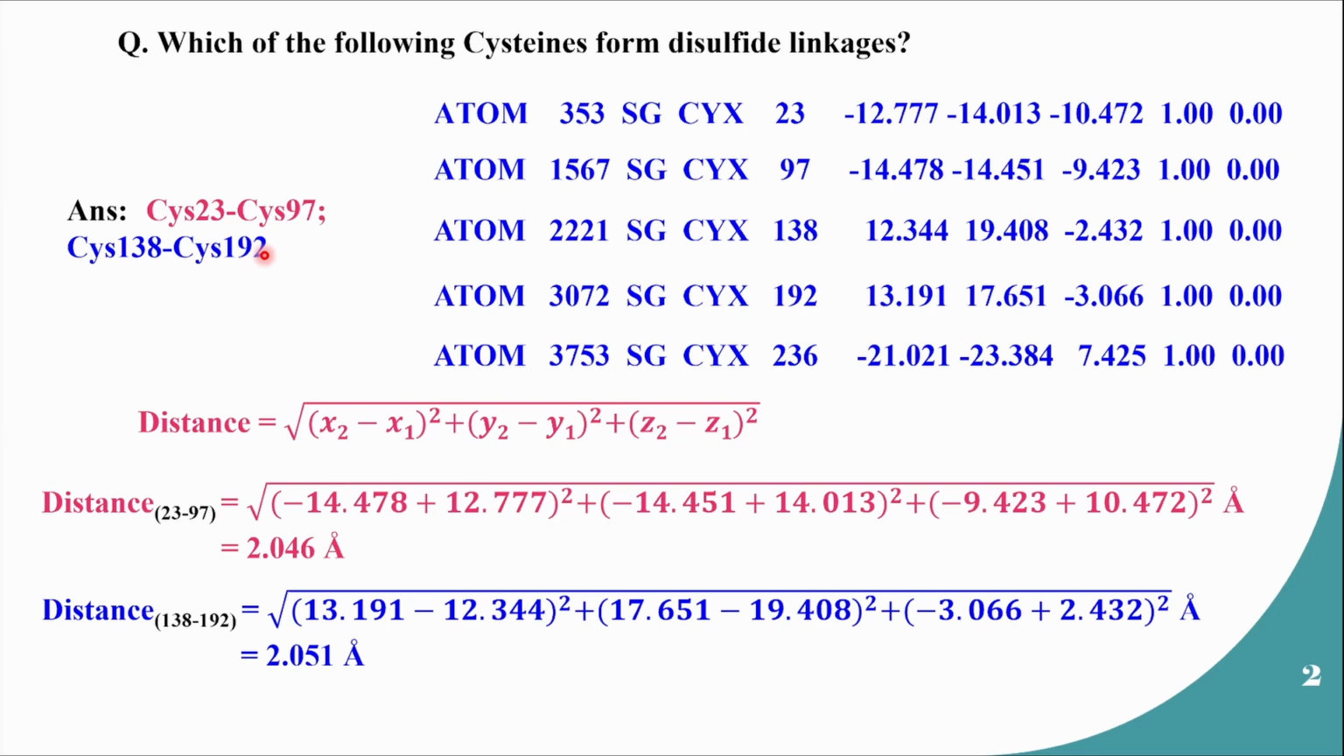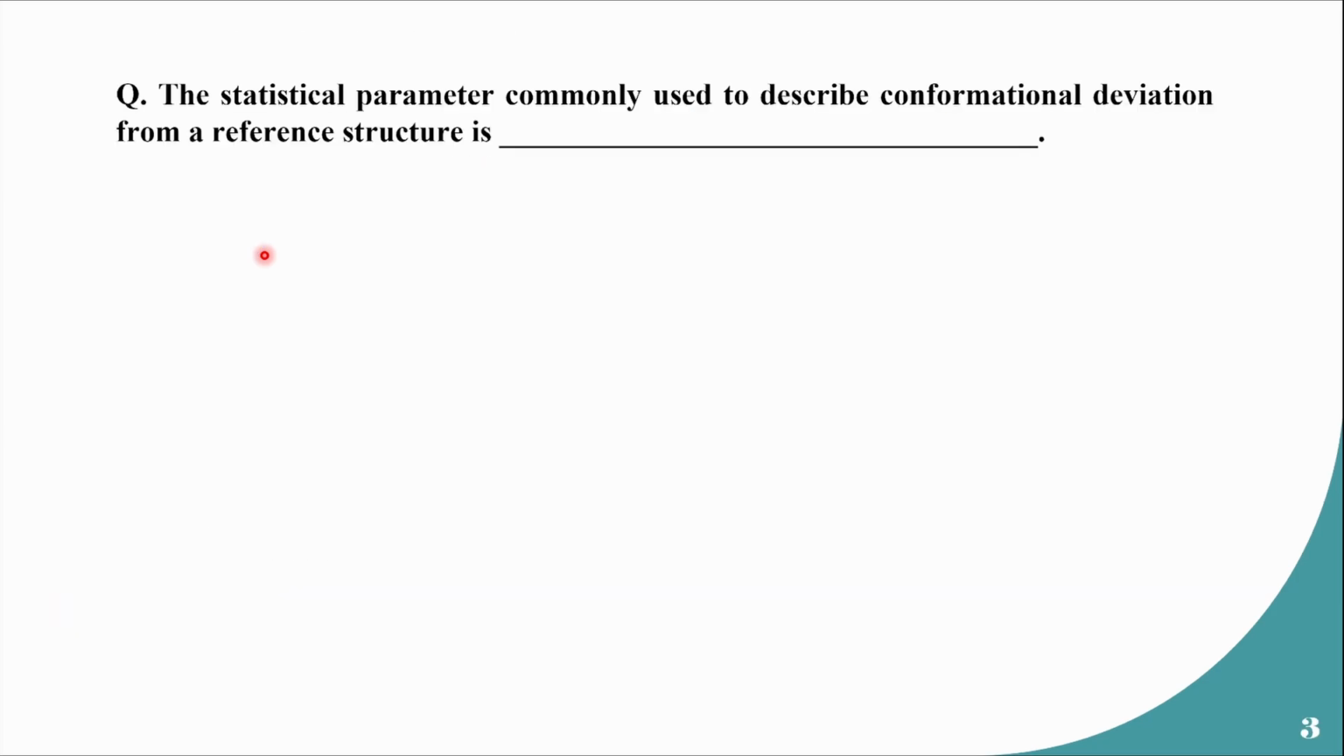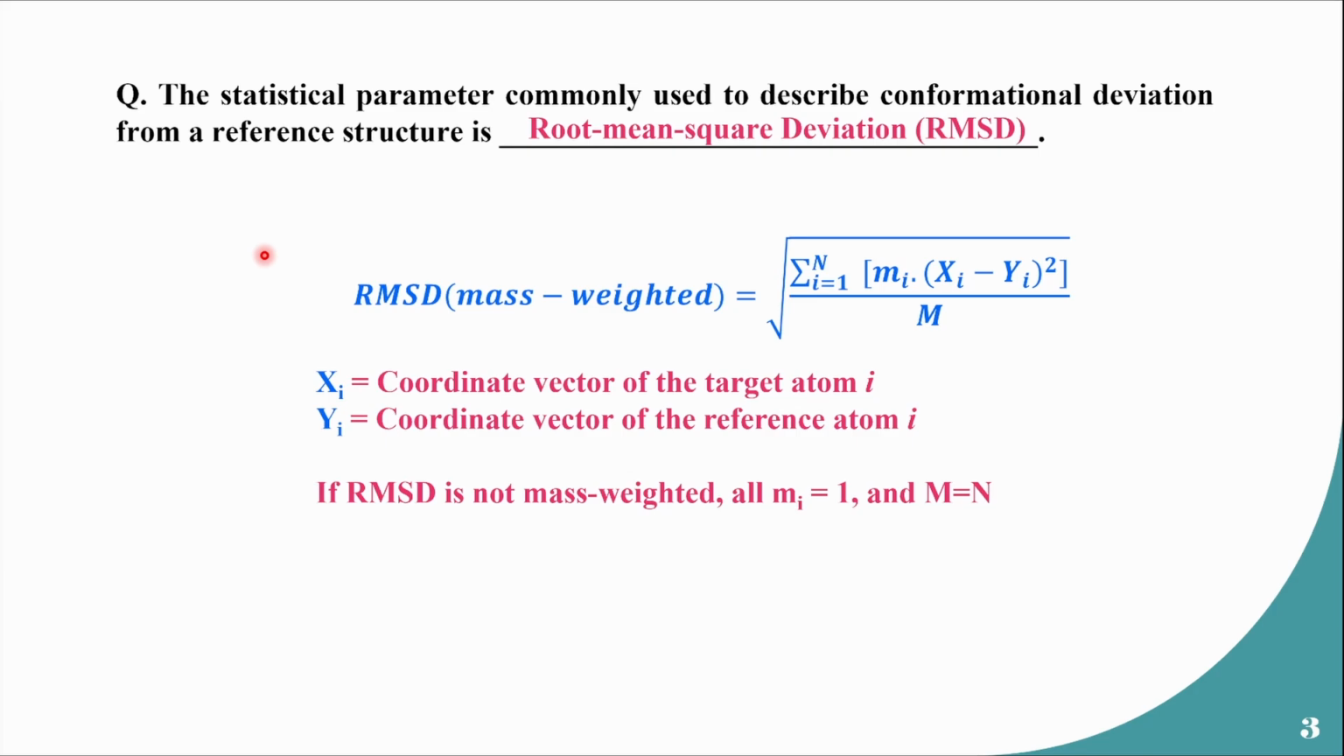Okay. In the earlier classes, we talked about different statistical parameters that allow us to assess the deviation between different structures, say different structures of the same protein. We came to know about one particular parameter called root mean square deviation, right? Its formula was something like this, for example RMSD, mass weighted.